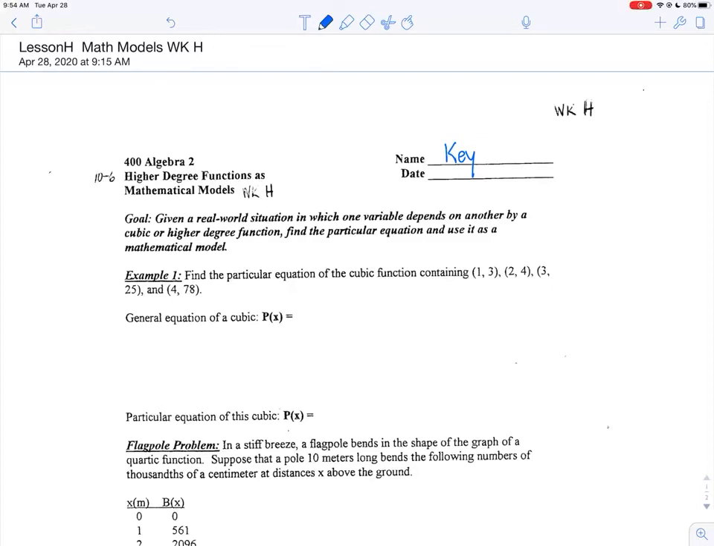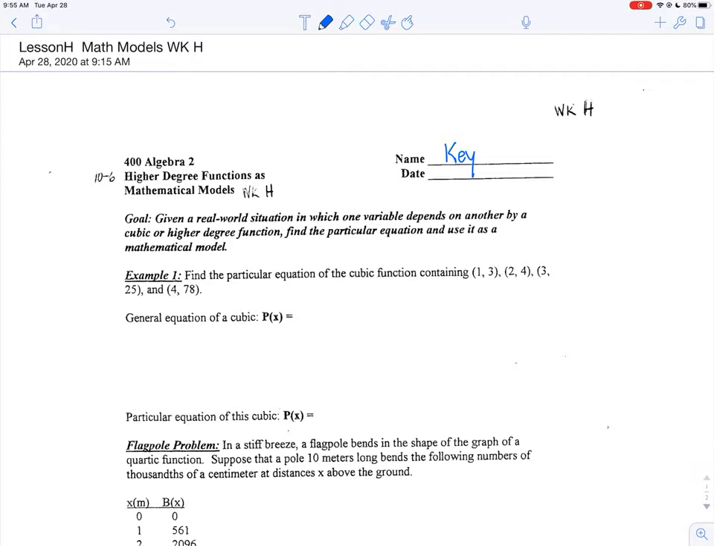Hi everybody, this is Mr. Murphy, and today I'm going to be taking you through worksheet H, which is dealing with some math modeling. We're going to see some real world situations for the first time. You're going to see some techniques used here today, which are stuff that we learned back in first semester. So we'll see how much of that we remember, but obviously I'll kind of walk you through it as we do it.